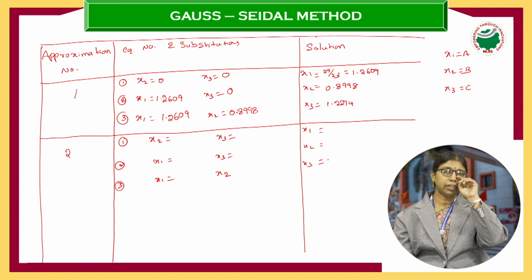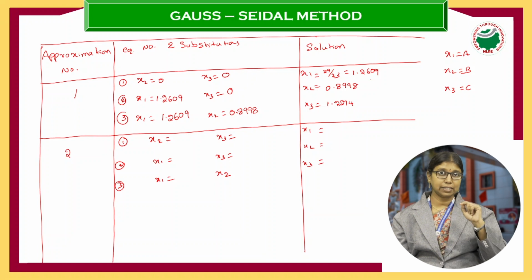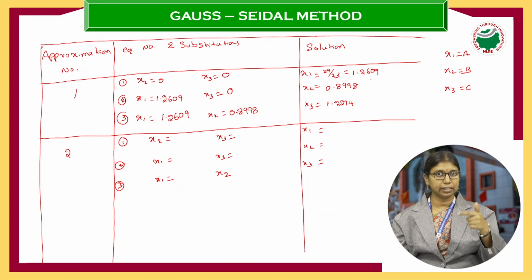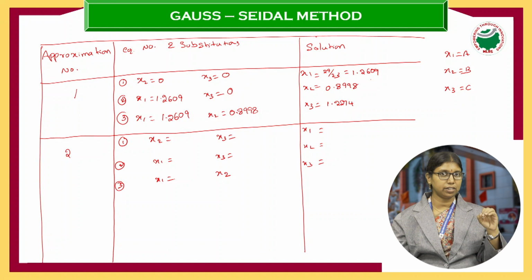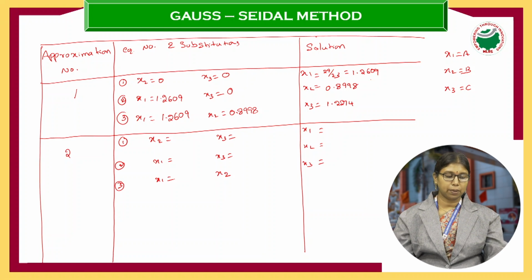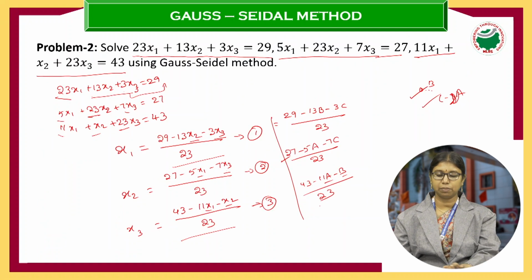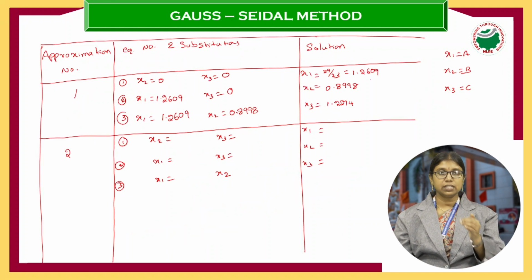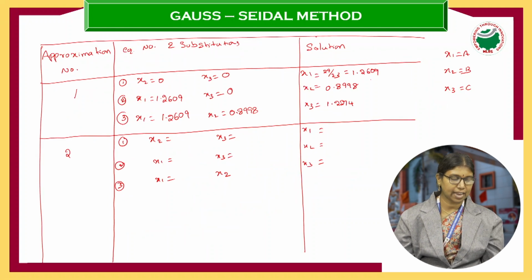Now there is no need to retype the equations. You just press the up arrow 2 times. Then you will get the equations. The 3 equations are already saved in your calculator. So use those equations. You just press the up arrow 2 times. Then you will get the first equation, that is 29 minus 13b minus 3c by 23. Once that equation is displayed, you press the calc button.